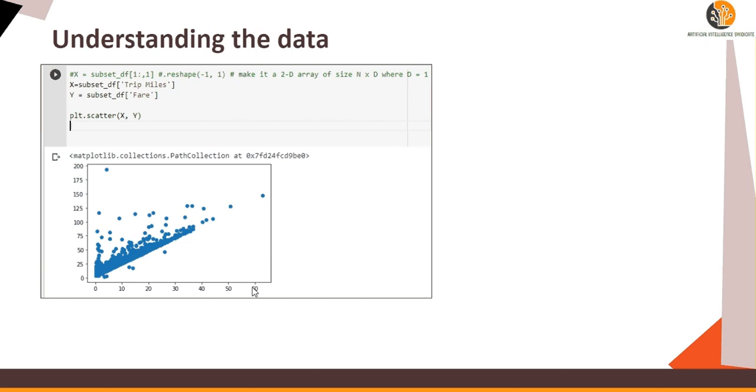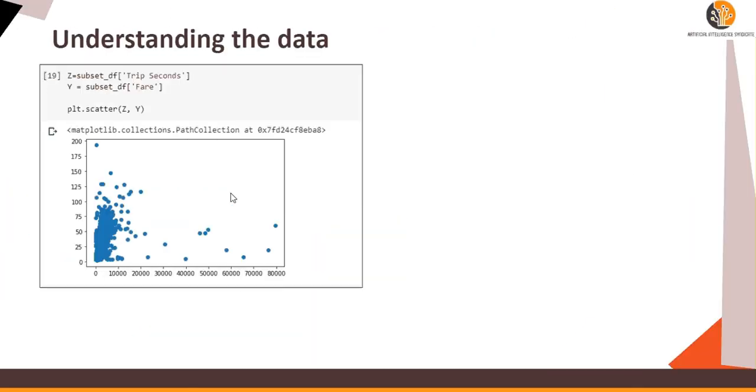But this may not be linear because there are some outliers here. Don't worry about all this linear and outliers for now, but this is how you will plot. PLT is matplotlib in the libraries we used. Subset trip seconds and subset fare, I am plotting like this. So let's see this basic step, and then when we come back, we're going to talk about hands-on.